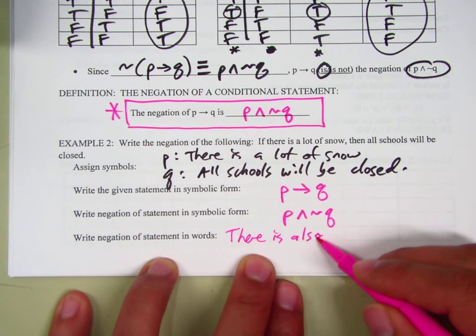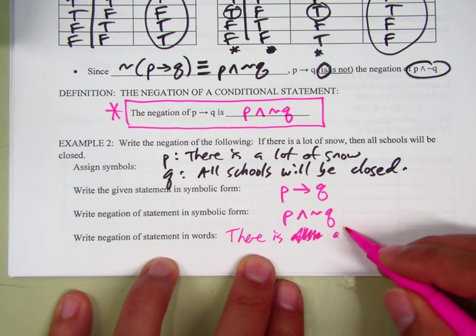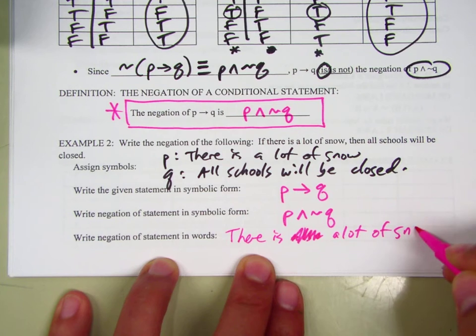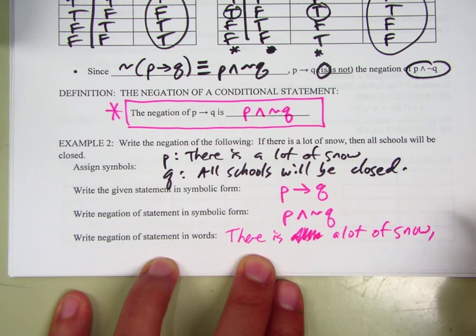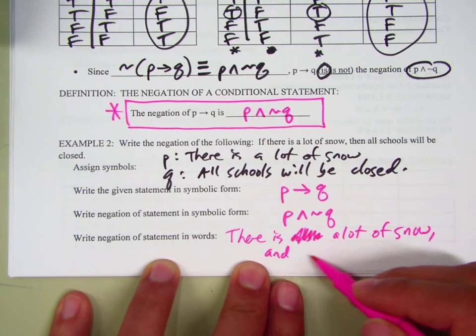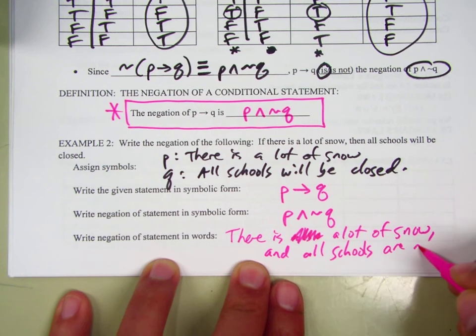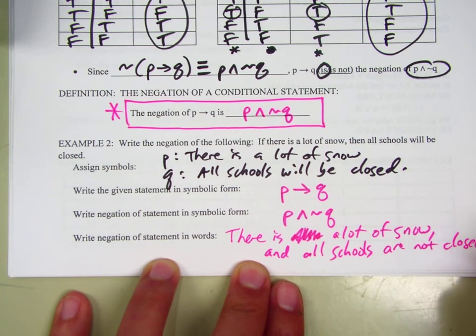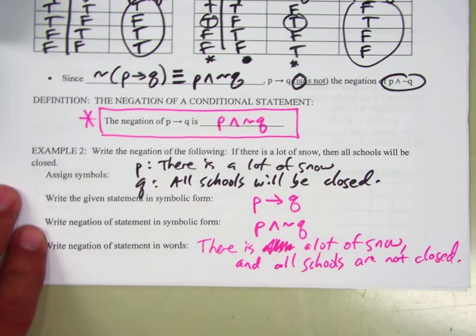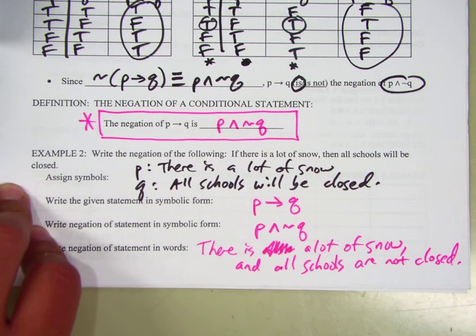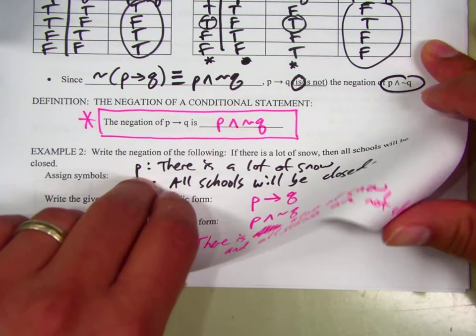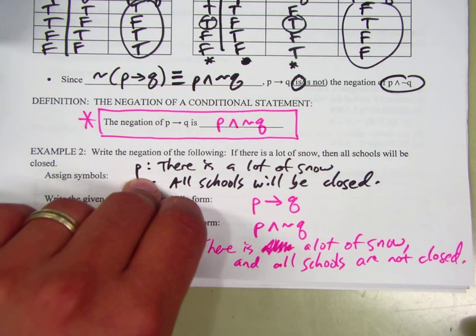There is a lot of snow and all schools are not closed. Okay? So if-then, when you negate, becomes and. Any questions on that? Okay.